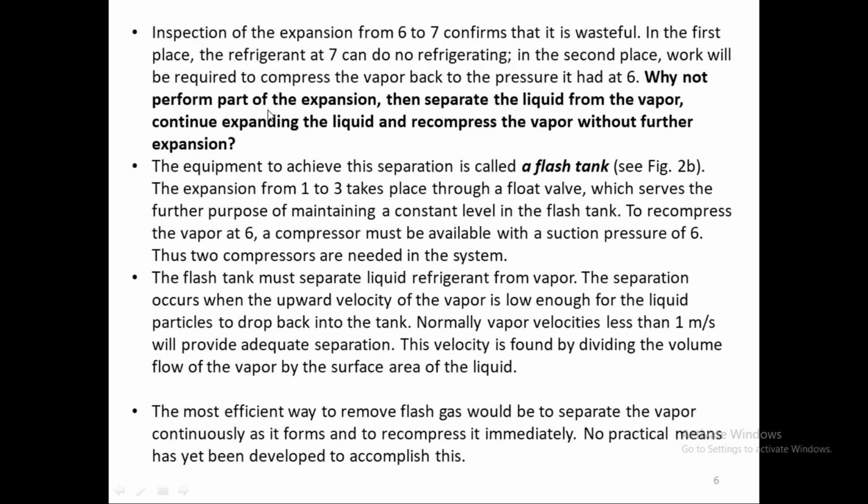Why not perform part of the expansion, then separate the liquid from the vapor, continue expanding the liquid, and recompress the vapor without further expansion. The equipment to achieve this separation is called a flash tank. The expansion from 1 to 3 takes place through a float valve, which serves the further purpose of maintaining a constant level in the flash tank. To recompress the vapor at 6, a compressor must be available with the suction pressure of 6. Thus 2 compressors are needed in the system.